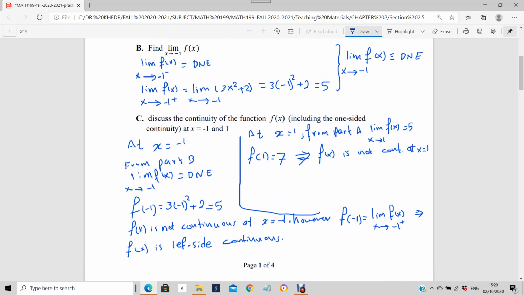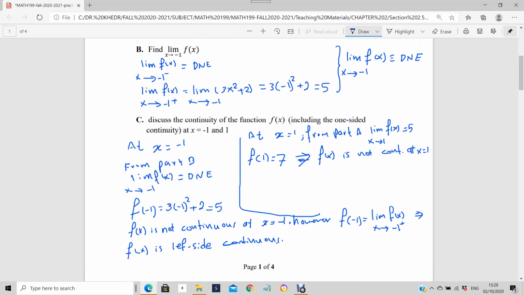Okay? So to summarize again, what we did in part C at point x equals minus 1, we found the limit, which is determined in part B, does not exist. We found the value of the function at x equals minus 1, we found it 5. So the function is not continuous. But we have to search for the one-sided continuity, because the value of the function is 5, which is equivalent to the right side limit. Here, the right side limit is 5. So since the right side limit is 5, and this is the left end of the domain, then we will say this is the left side continuity of the function.